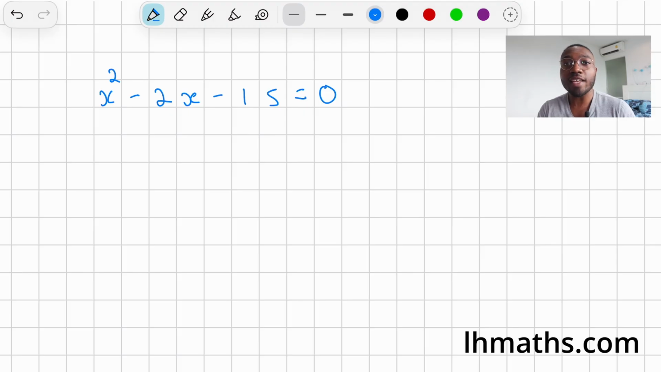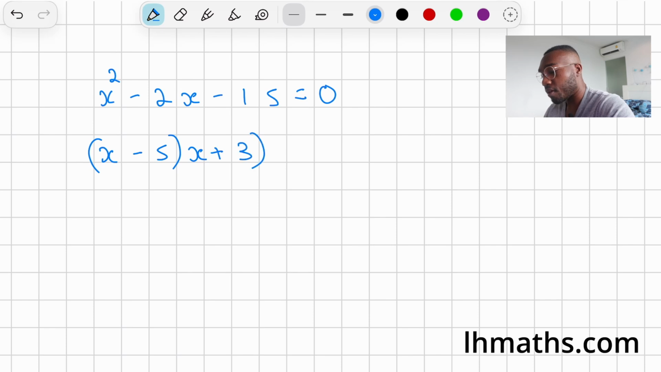So if we factorize x squared minus 2x minus 15, we've got to think of two numbers which can sum to make minus 2 and multiply to make negative 15. So those two numbers would be minus 5 and 3. Therefore, we would have x minus 5 times x plus 3. Okay, and then that would be equal to 0. So now we're at this stage to work out x values.